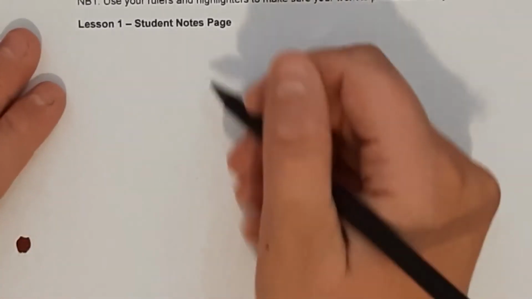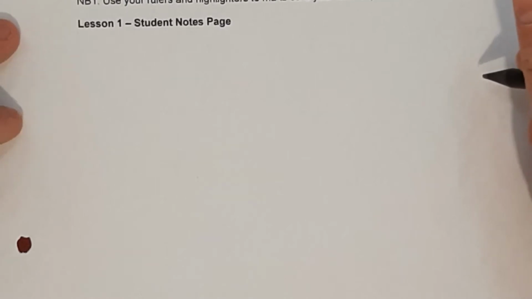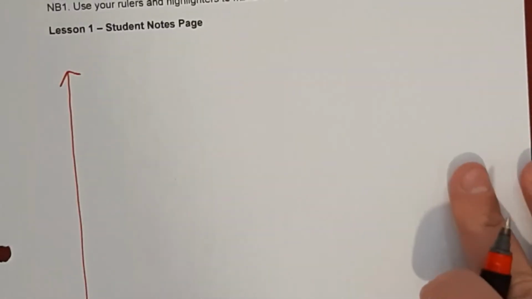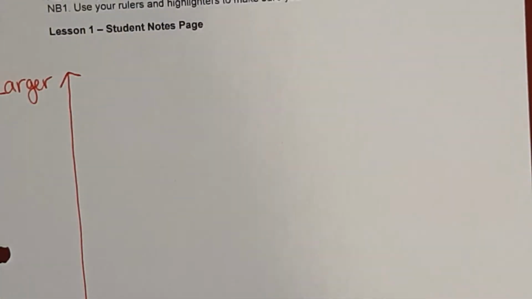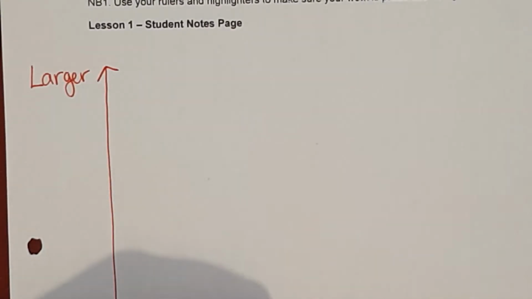So we're going to make it like a pyramid. So it's increasing hierarchy, so it gets more important as we go up. So draw an arrow like this, and this is larger at this end. Not only is it larger, it is also more important as well.